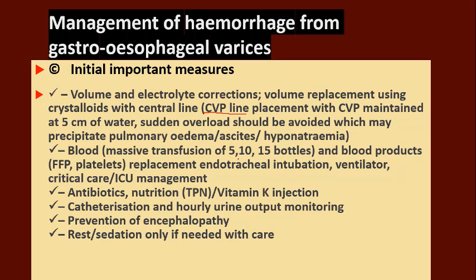Volume and electrolyte correction with adequate replacement using crystalloid, using a central venous pressure line, and this pressure should be maintained at about 5 centimeters of water, and we have to avoid sudden overload, which could precipitate pulmonary edema, ascites, and hyponatremia.